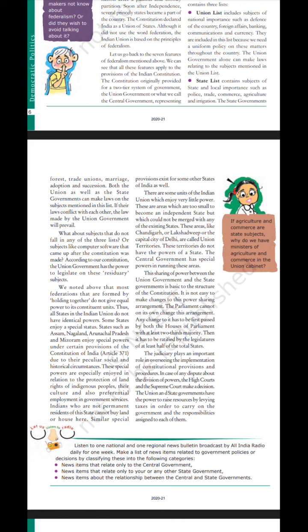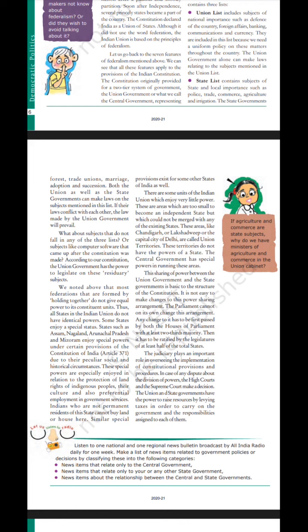There are some units of the Indian Union which enjoy very little power. These are areas which are too small to become an independent state but which could not be merged with any of the existing states. These areas, like Chandigarh or Lakshadweep or the capital city of Delhi, are called union territories. These territories do not have the powers of a state. The central government has special powers in running these areas.